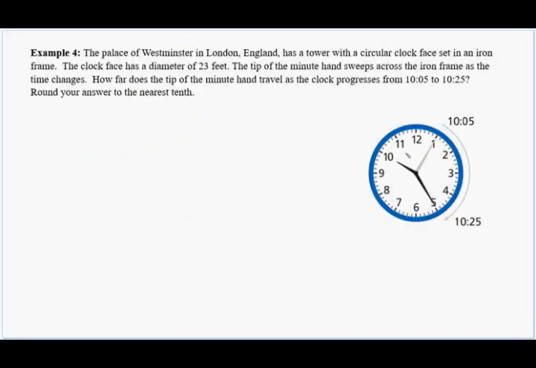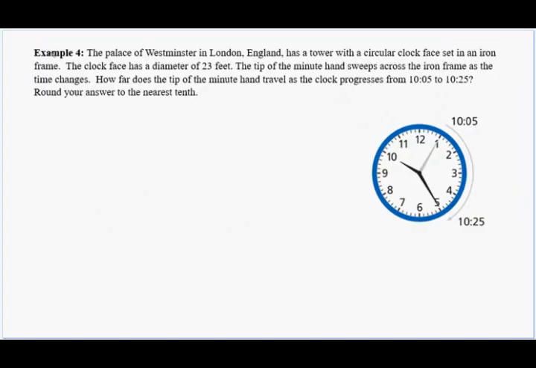Example 4. Now this is a little different. We're specifically dealing with a clock here. So the Palace at Westminster in London, England, has a tower with a circular clock face set in an iron frame. The clock face has a diameter of 23 feet. The tip of the minute hand sweeps across the iron frame as time goes by. How far does the tip of the minute hand travel as the clock goes from 10:05 to 10:25?